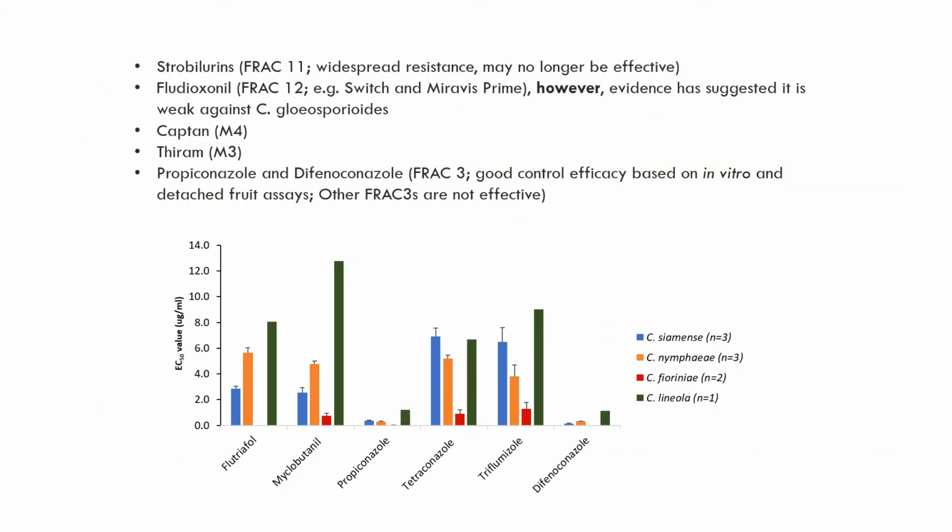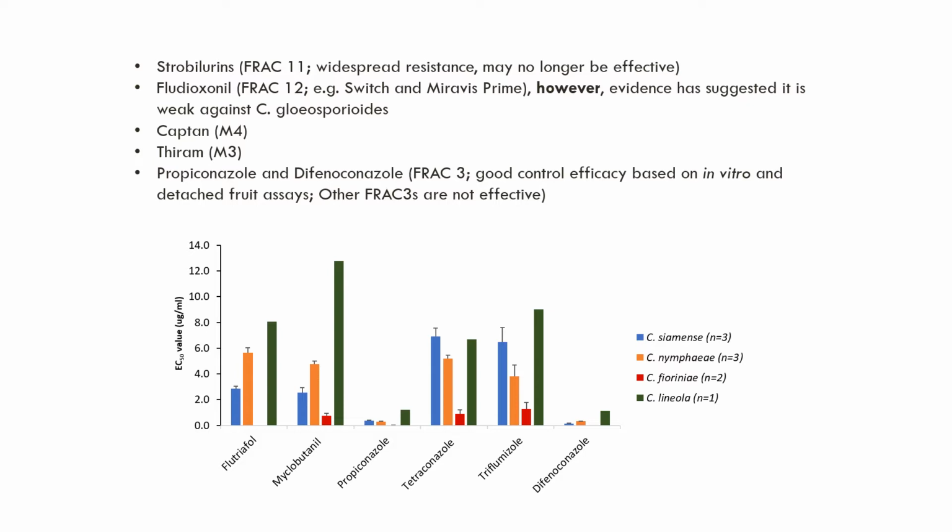To conclude, resistance was found to be widespread to strobilurins, FRAC 11 fungicide group, which may no longer be effective for us. Fludioxonil, however, is very effective. Now, this active ingredient is available in both Switch and Miravis Prime, but it's important to note that fludioxonil may be weak against Colletotrichum gloeosporioides complex, causing the crown rot.